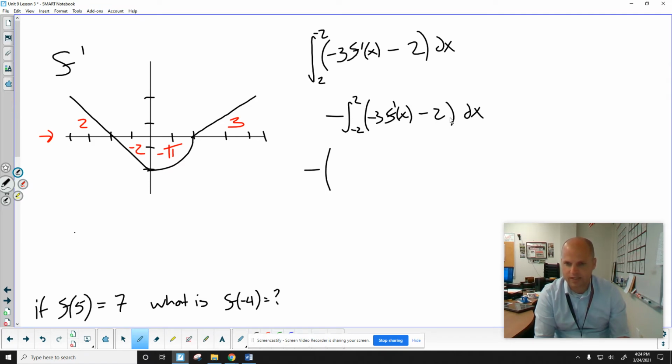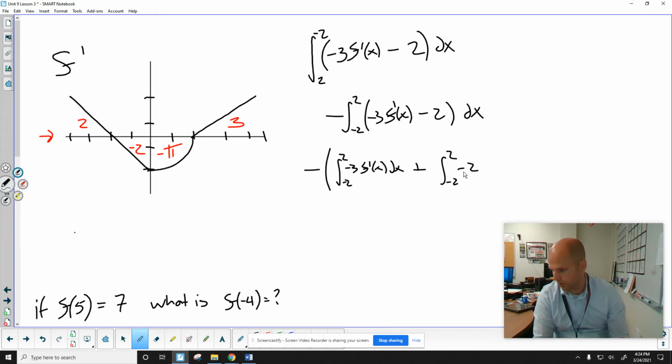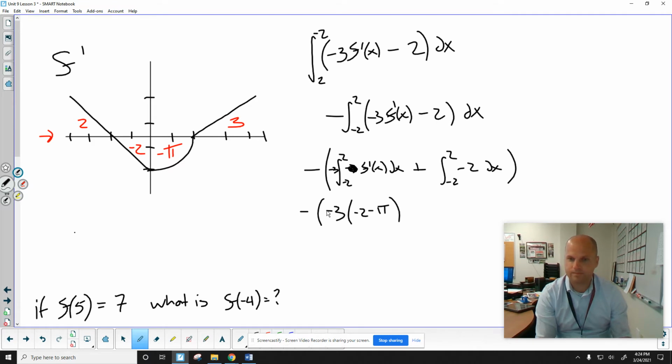Separate these two inside the parentheses into two different integrals. So I got the integral from -2 to 2 of -3f prime, and the integral from -2 to 2 of -2. Same thing, either the -2 or plus the -2. Okay, so -2 to 2 of f prime is this -2 minus pi. This -3 can be pulled out, so you have -3 times -2 minus pi. All right, and we'll simplify that in a second.